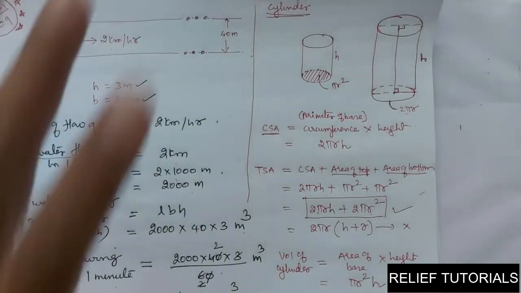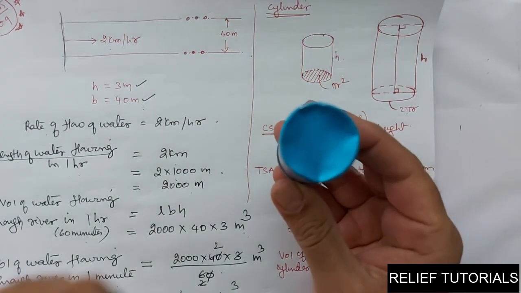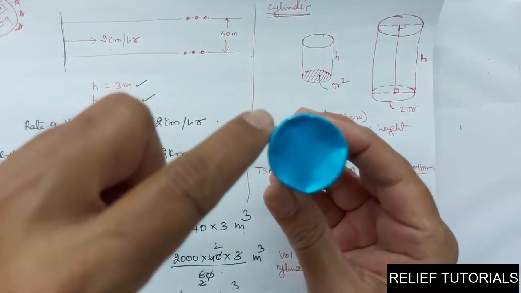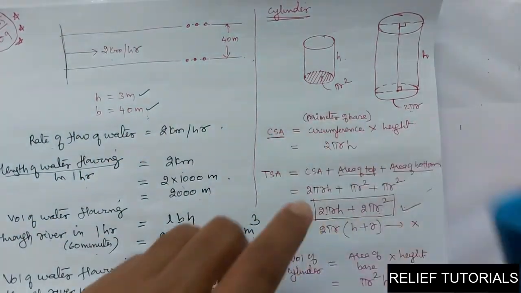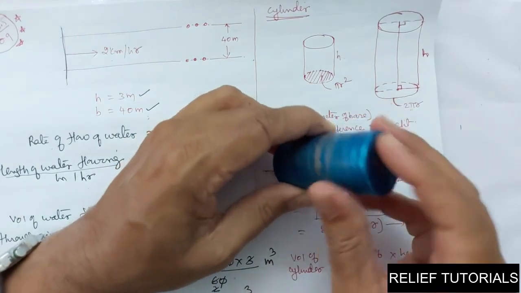See, quite simple to remember the formula. Please don't mug up the formula. What you have to remember: what is curved surface area or lateral surface area? Perimeter of base into height. And you know this is a cylinder, so perimeter of base is circumference. So 2 pi r into height. So you got it. Now total surface area means CSA, area of top, area of bottom.